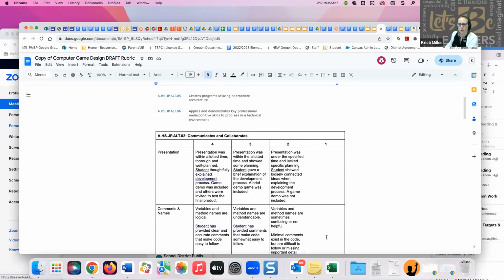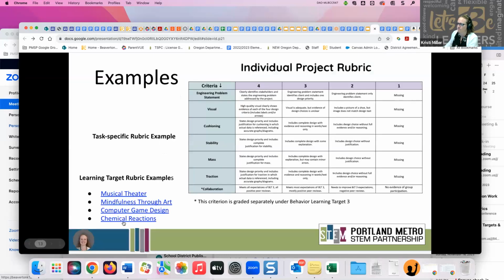Notice we didn't even write in the 1 column. Sometimes we don't write in the 1 column because anything less than a 2 is a 1. And sometimes it's really hard to write a description for a 1 that's not deficit language. So sometimes we just don't. We just write 4, 3, and 2. So that's okay also.